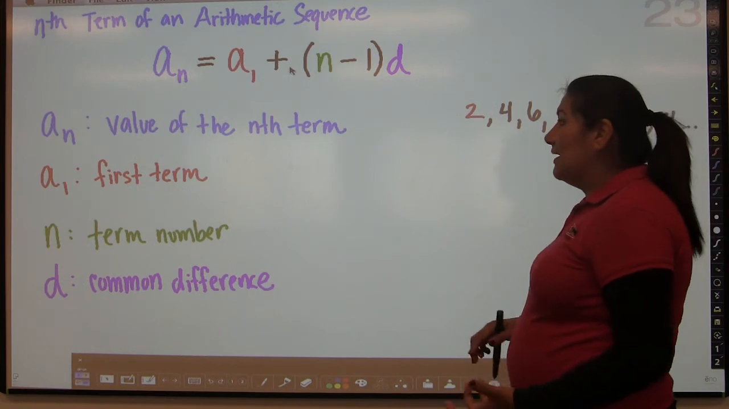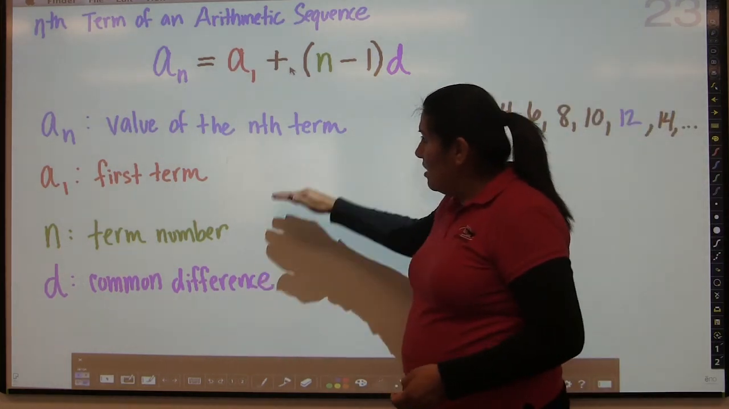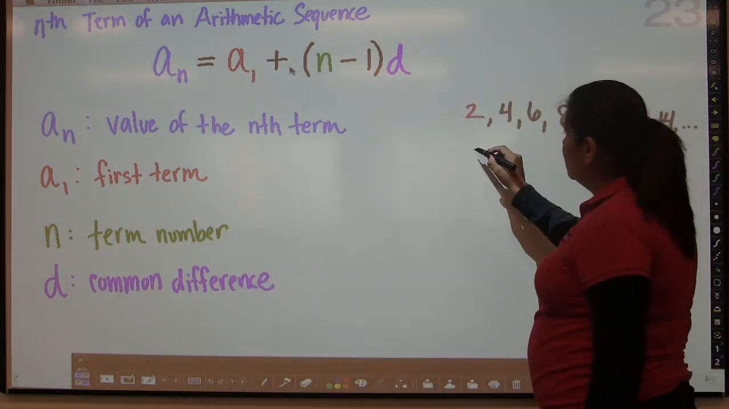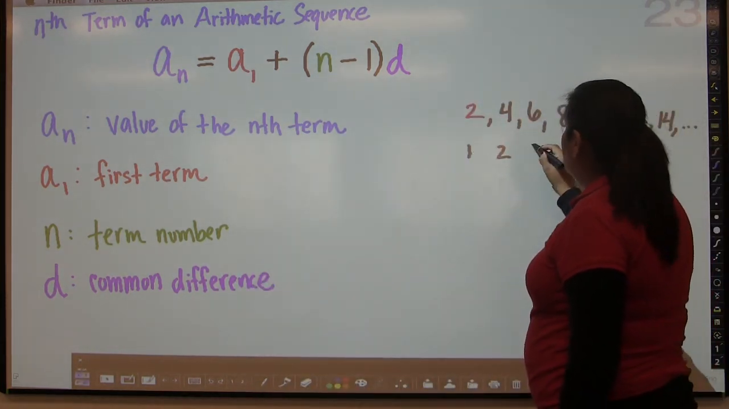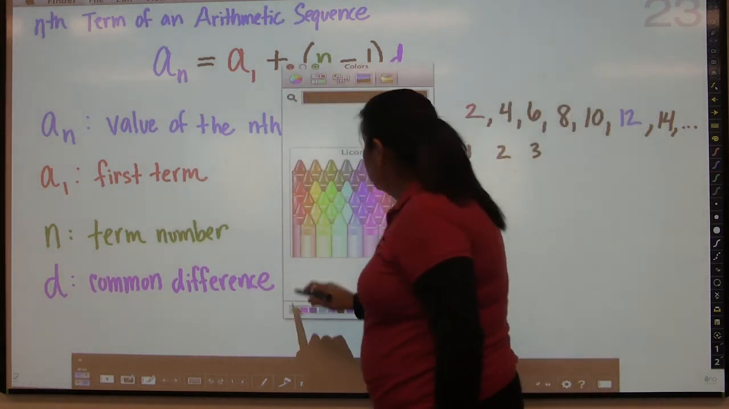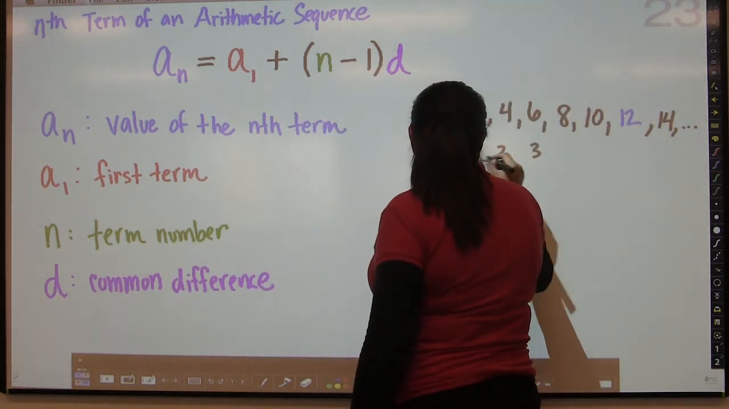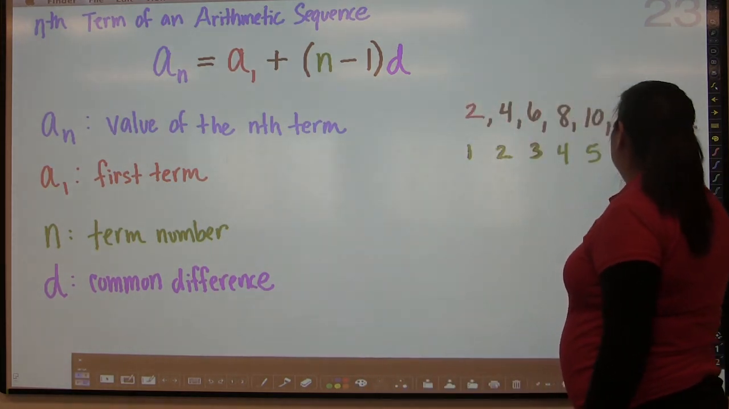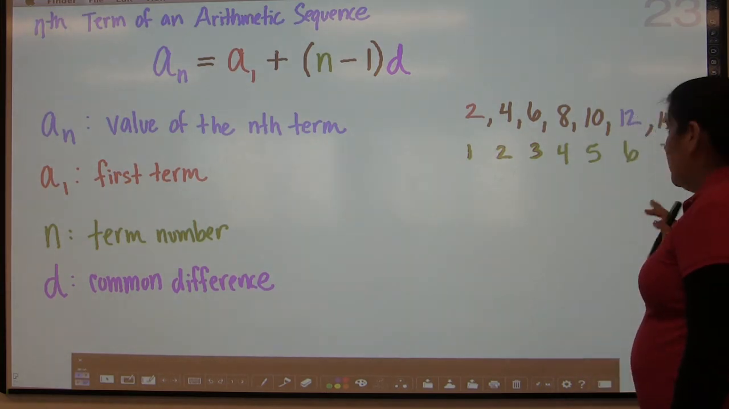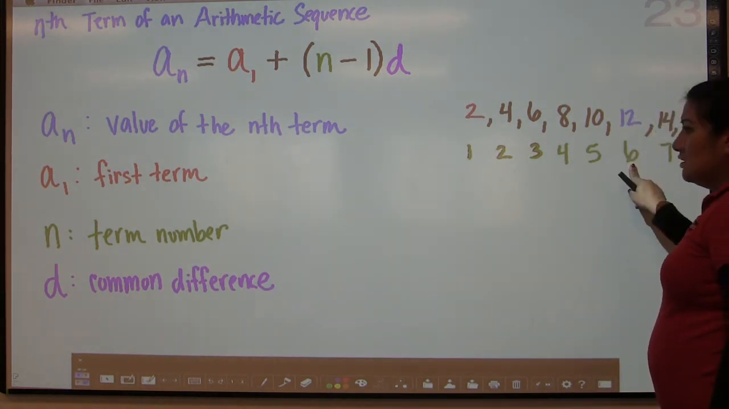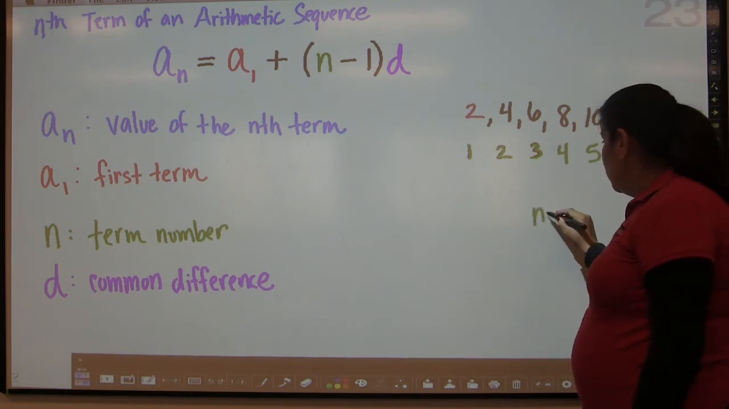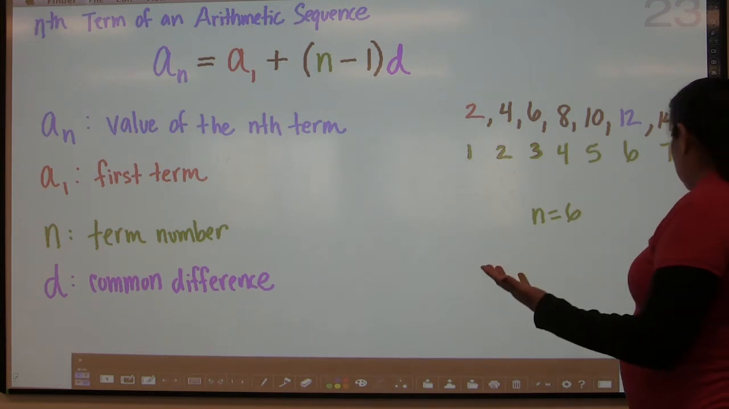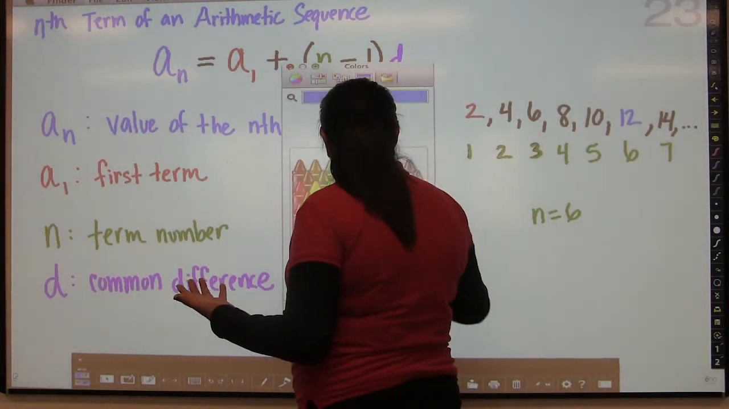And then the one that gets kind of confusing is the term number and the value of the nth term. So the term number refers to the first term, second term, third term. I should probably be doing that in the same color as the term. So the first term, second term, third term, fourth term, fifth term, sixth term, seventh term, and so on. So the blue one is the 6th term, which means that n would equal 6 in this case. Okay? But a sub n is not 6.